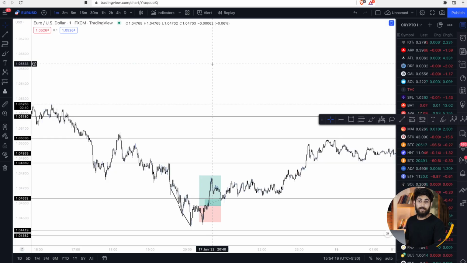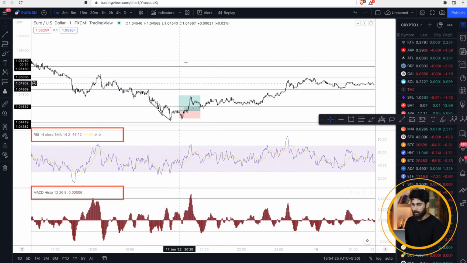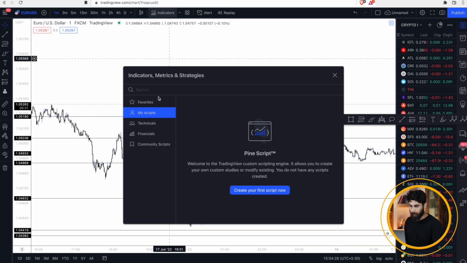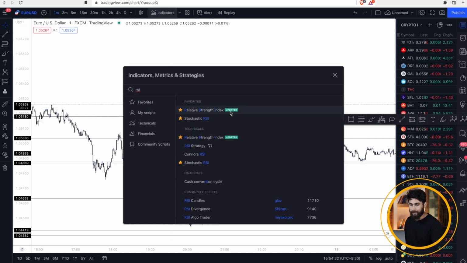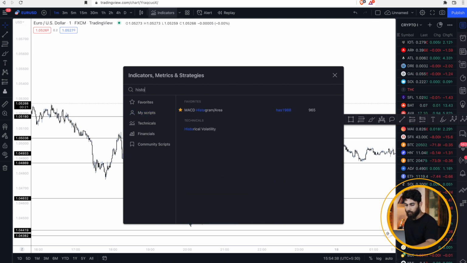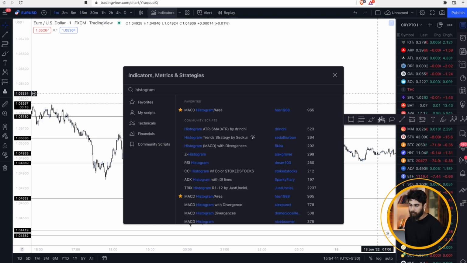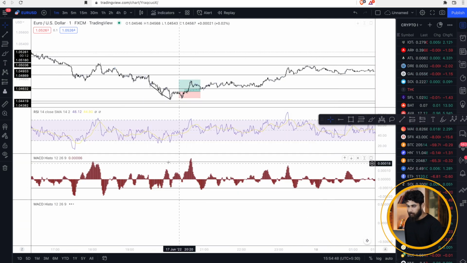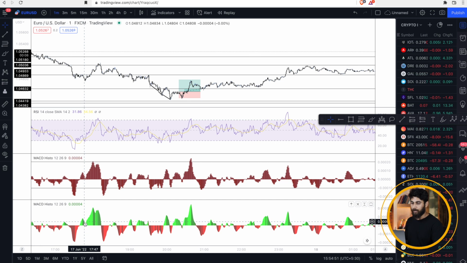Before I explain the strategy, let us set up our charts so that you have all the indicators on your chart and ready to use. For this strategy, you're going to need two separate indicators. The first one is the RSI and the second one is the histogram. So for that, just go to indicators. Now search for RSI and add this indicator. And now you will have to search for histogram. A lot of histograms will appear, but you have to choose MACD histogram area. After you have added it, your chart would look something like this. This is the extra indicator in my chart, but I'm adding it to show you what settings you need to adjust. So let us start with RSI first.